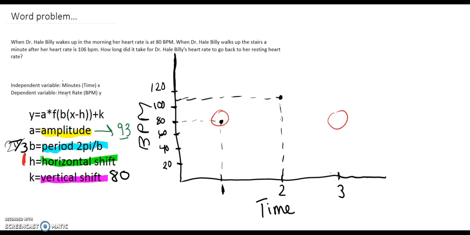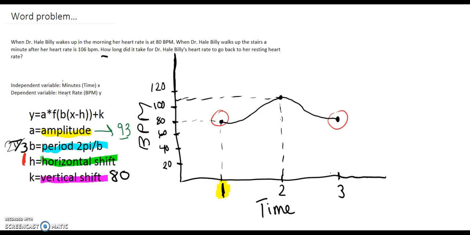Our fifth question is how long did it take for Dr. Halebilly's heart rate to go back to her resting heart rate? It took 1 minute to get back to her resting heart rate.